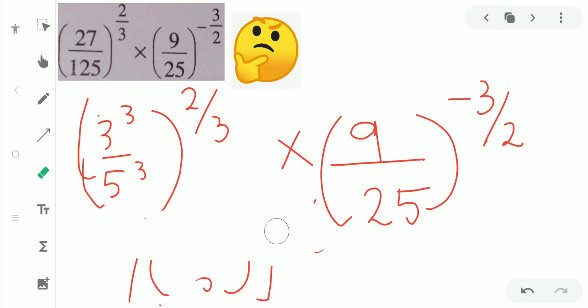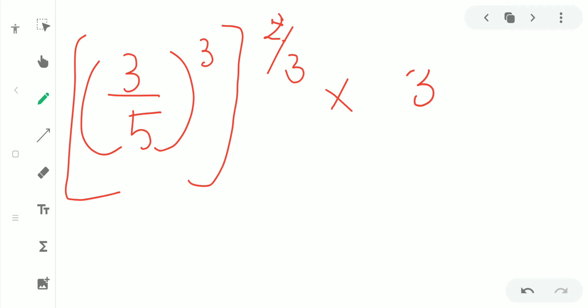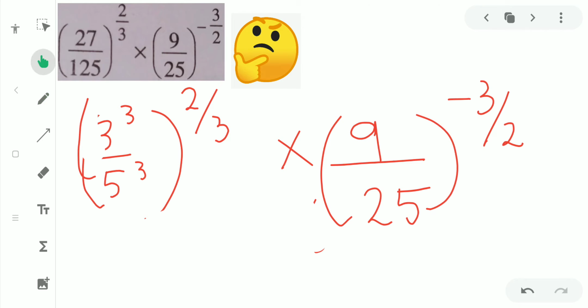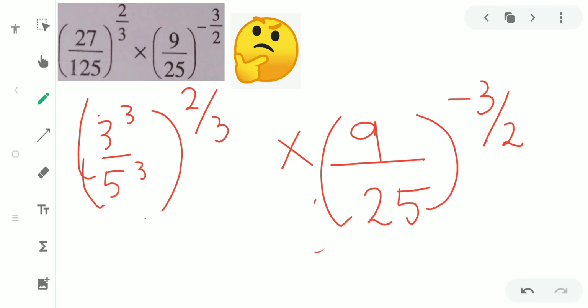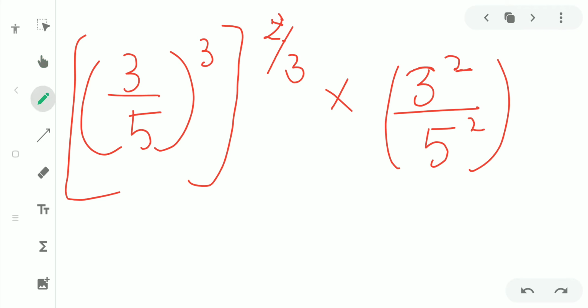Here again we are having 9 by 25. 9 I can write as 3 square, and 25 I will be writing as 5 square, whole to the power minus 3 by 2.